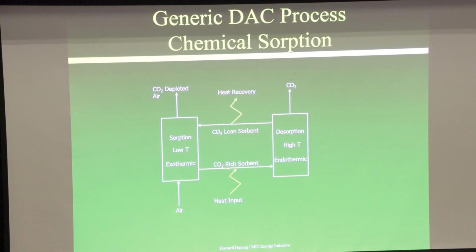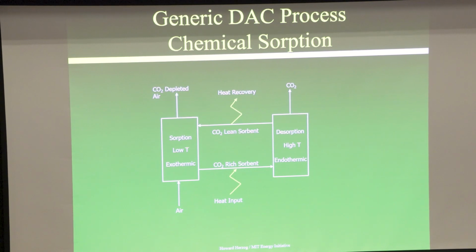Then you have the CO2 rich sorbent. Heat it up at a high temperature. You desorb to get the CO2 off and then bring it back down. There's some potential for heat recovery. Certain processes are better than others. But this is basically what you have.